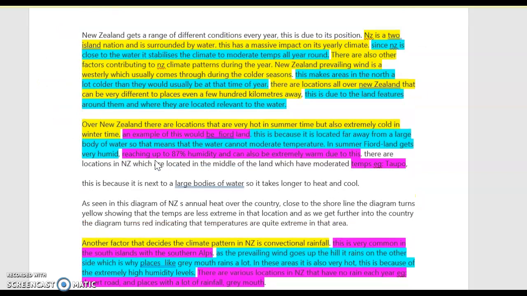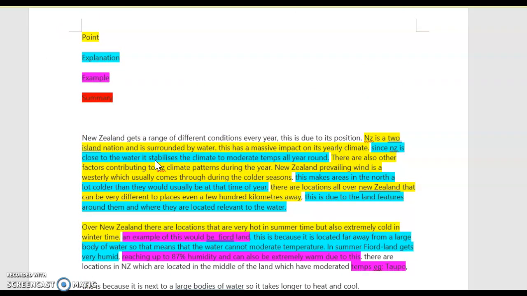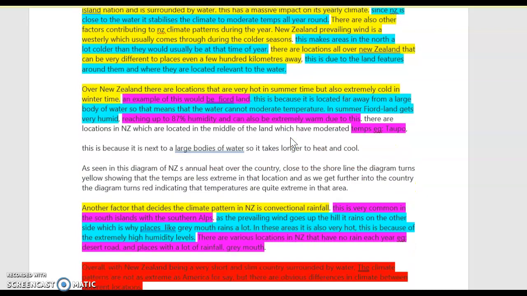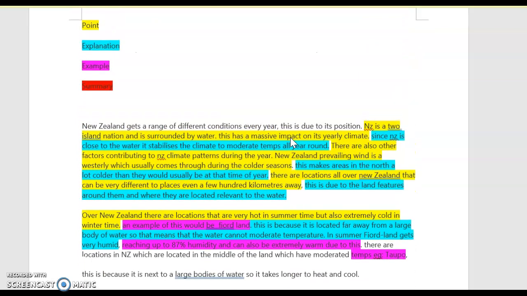Now, this person actually did quite well. They got a 9, I believe. As I went through it again this morning, maybe it would be an 8, but they did pretty well because they had enough examples in there.